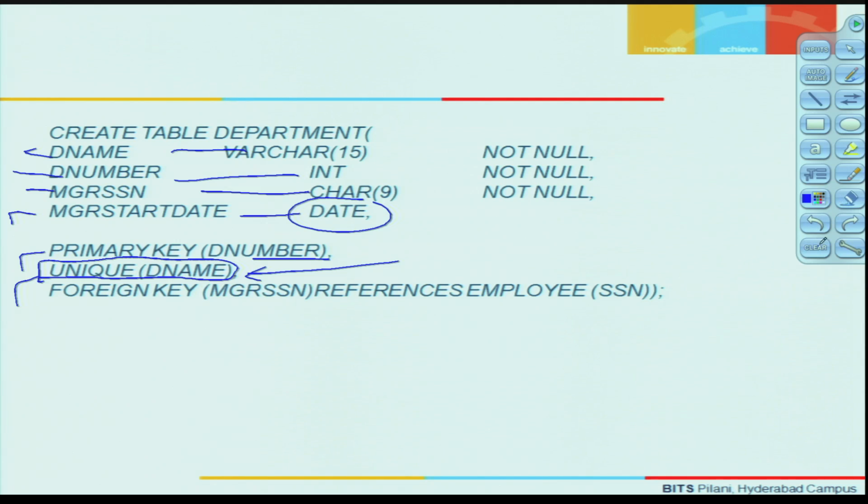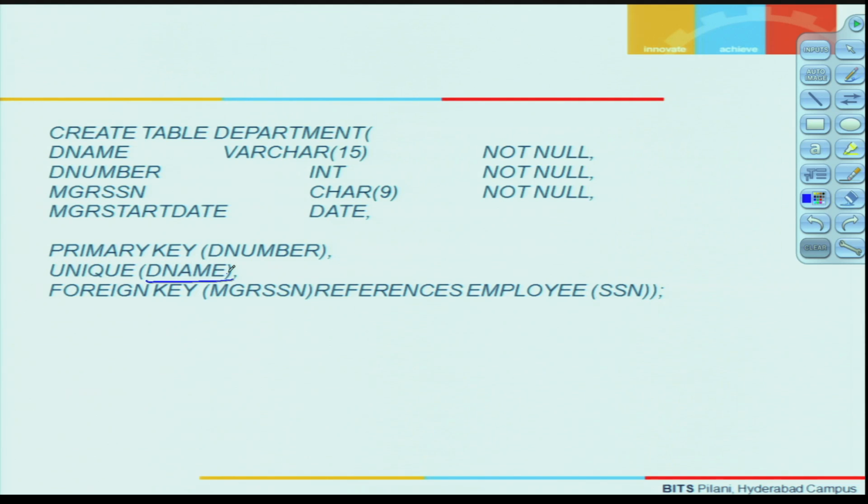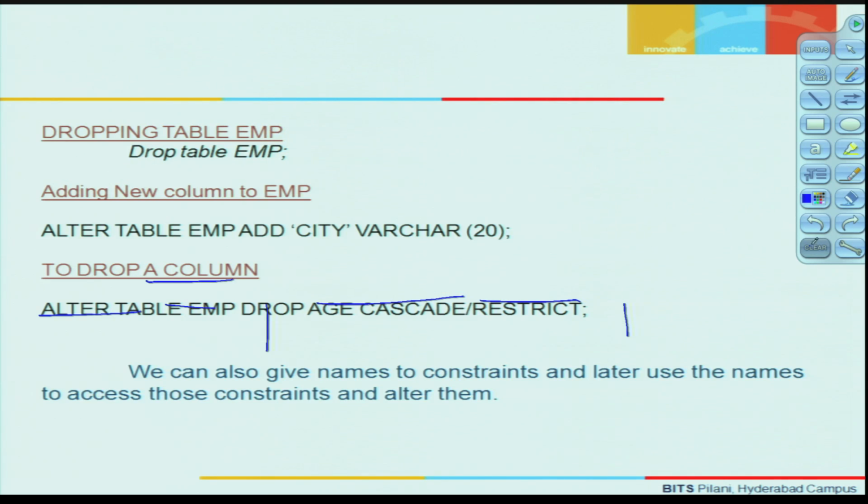If I specify that unique dname, meaning that what? The department names cannot be same for multiple departments, that's why it is going to be unique. Then foreign key manager SSN references employee SSN. And similarly, as and when required, I can also drop a table, drop table EMP.